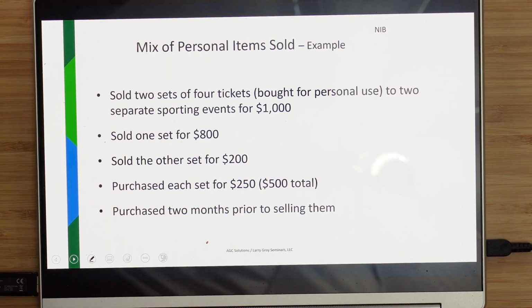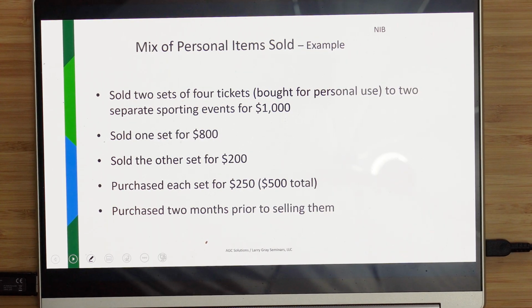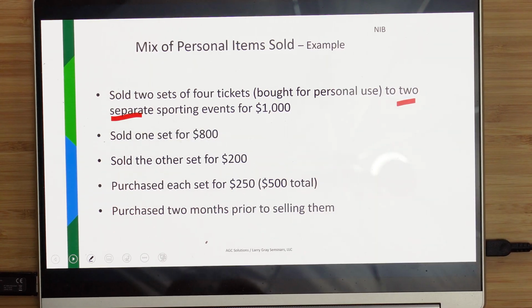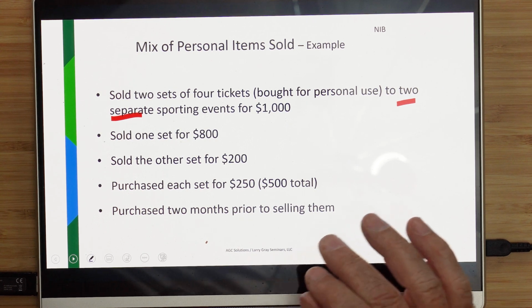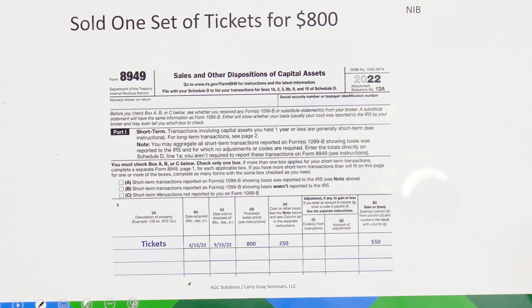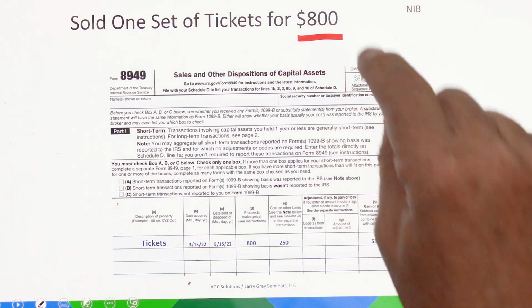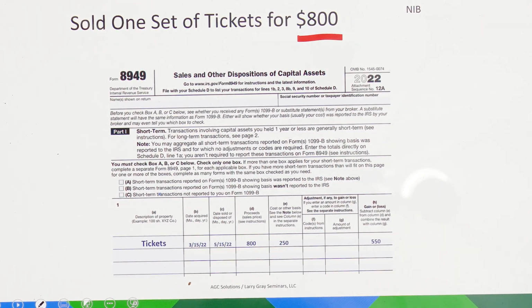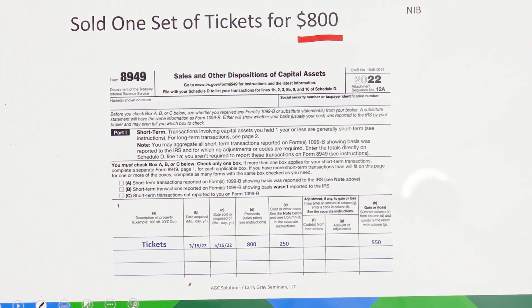All right, we sold 2 sets of 4 tickets, bought for personal use, for 2 separate sporting events. One set sold for $800 and the other sold for $200. We purchased each set for $250, or a total of $500. So here's where we go. We sold 1 set of tickets for $800. Well, we're going to put them on the 8949, because we have a gain.